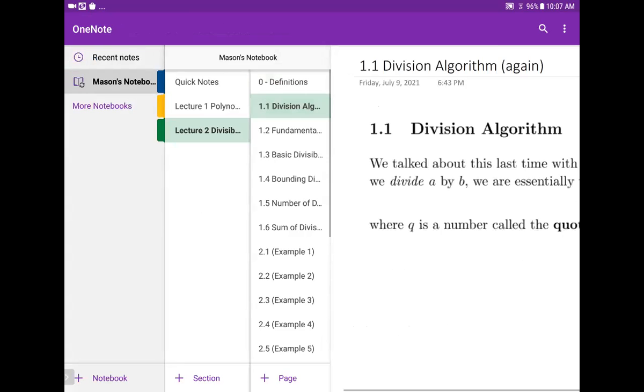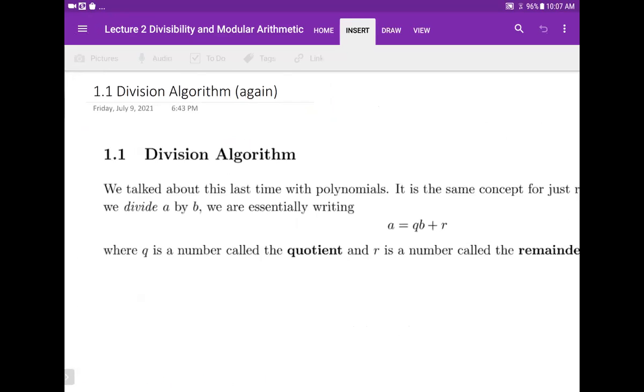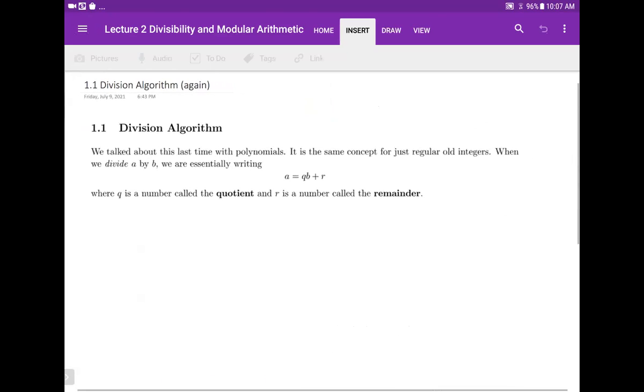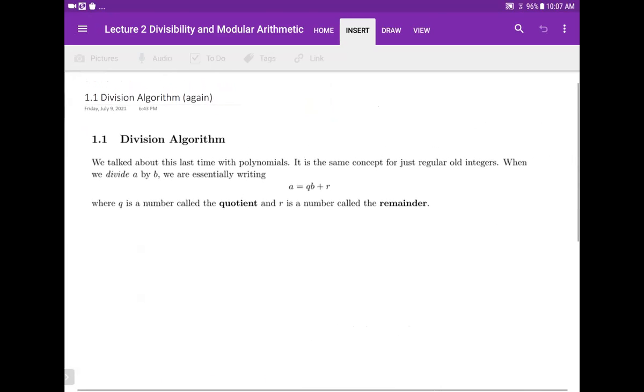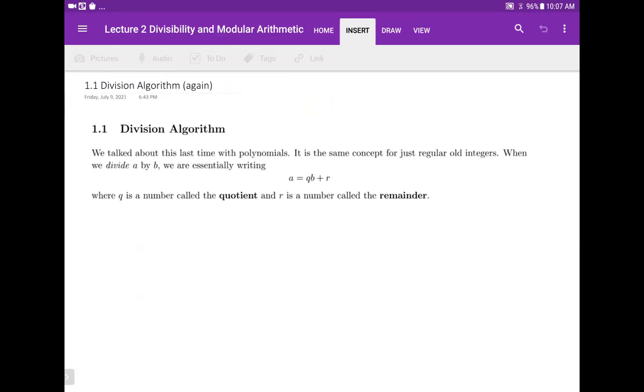Right. So let's introduce some theorems or algorithms that you might want to know. Once again, we have the division algorithm, which was mentioned in the last lecture on polynomials, but it comes back again for number theory, except this time instead of polynomials for the dividend and divisor, we are working with just numbers. When we divide A by B, we are essentially writing that A is equal to QB plus R, where Q is the quotient and R is the remainder.